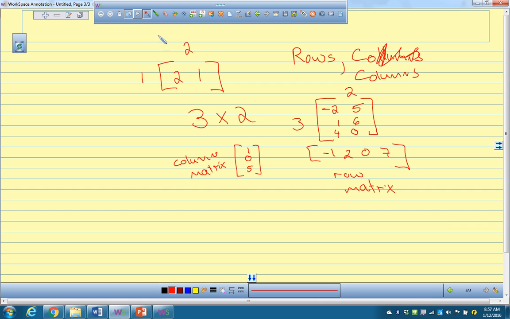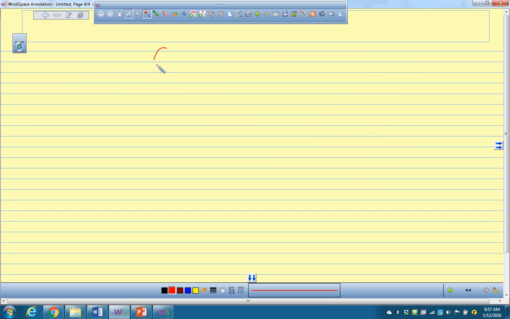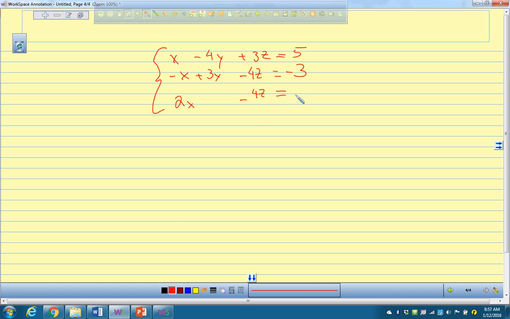So here's a system of equations like this: x minus 4y plus 3z equals 5. And negative x plus 3y minus 4z equals negative 3. And 2x minus 4z equals 6. Okay? This is just a system of equations.